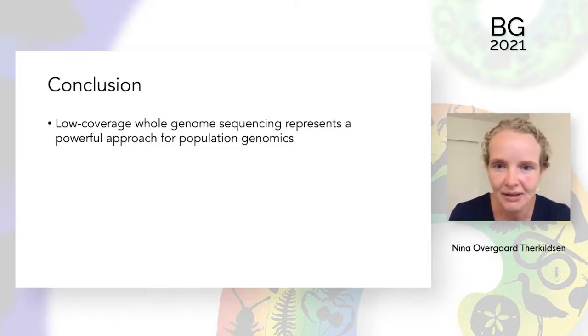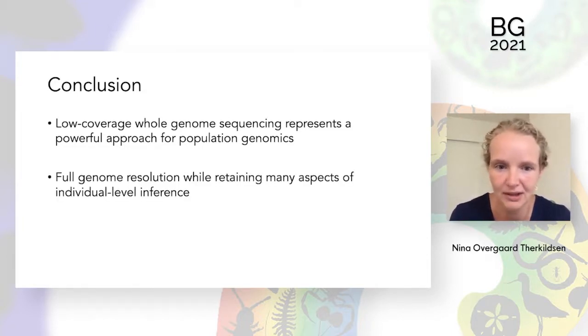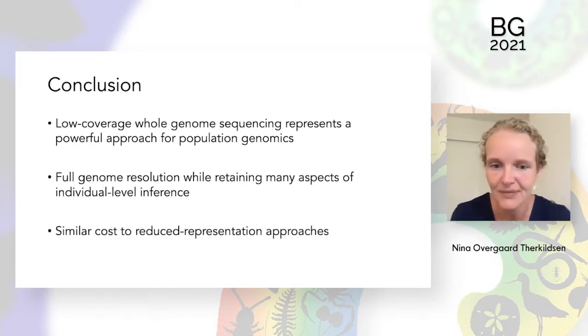So I think we're at a point now where low coverage whole genome sequencing has really matured to become a very viable approach for population genomic studies, and it allows us full genome resolution while retaining many individual-level inferences, at a similar cost to both pooled sequencing and RAD sequencing. So I think it's very exciting, all the insights that this approach is going to provide in the future.